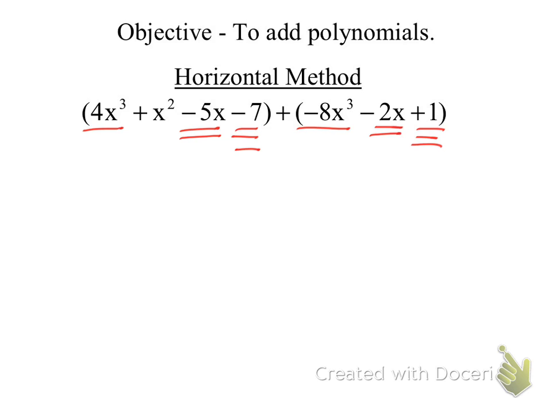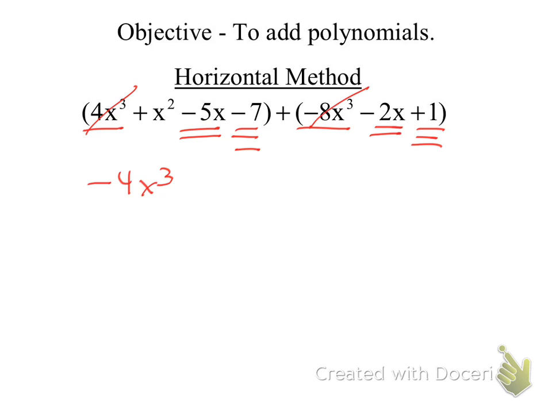So 4x cubed and negative 8x cubed. Let's start in the back row. Matthew, 4x cubed and negative 8x cubed make what? Negative 4x cubed. I used it, I cross it out.